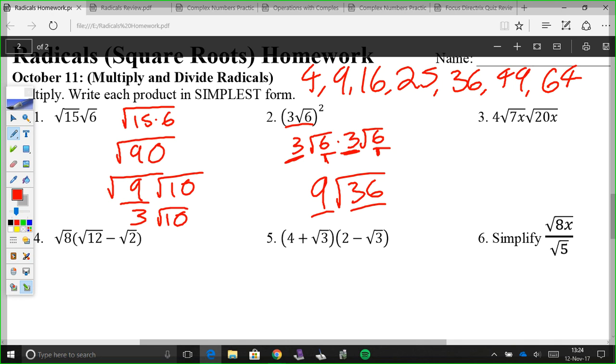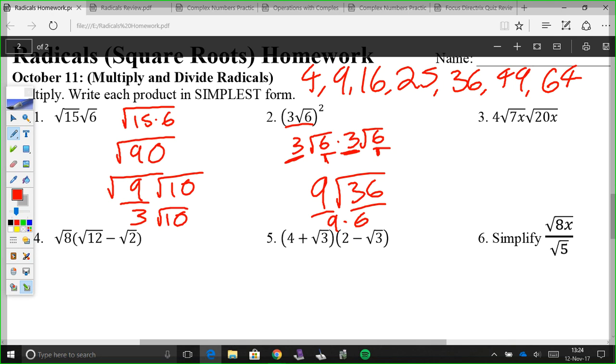Of course, I'm not done because the square root of 36 is simplifiable. The square root of 36 is 6, so really I've got 9 times 6, which comes out to 54 as my final answer.